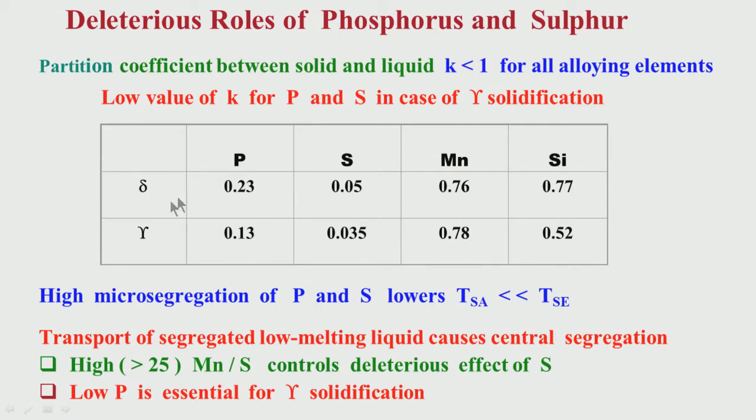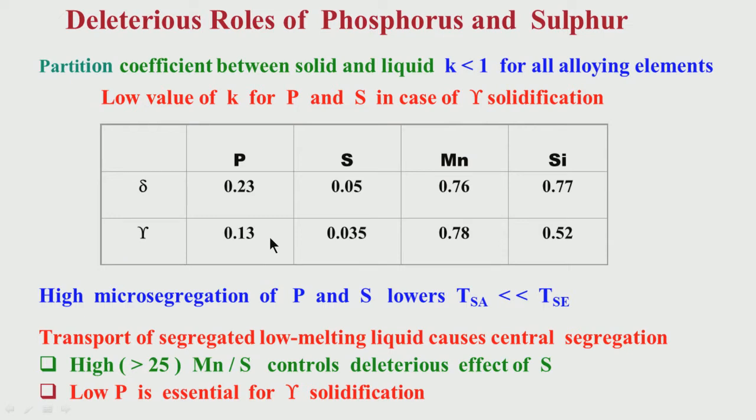So in case of gamma solidification, that means when we are going to higher and higher carbon, any steel which is having more amount of carbon, we have to be more careful about the phosphorus, because the extent of microsegregation will be more for gamma solidification. So phosphorus has to be less, then only the effect of microsegregation will be relatively lesser.